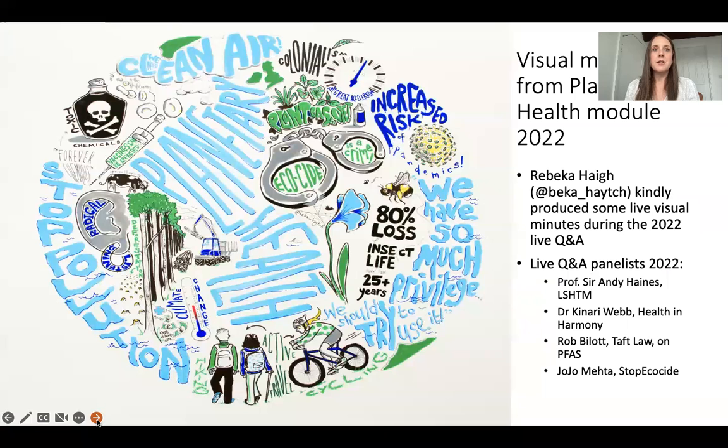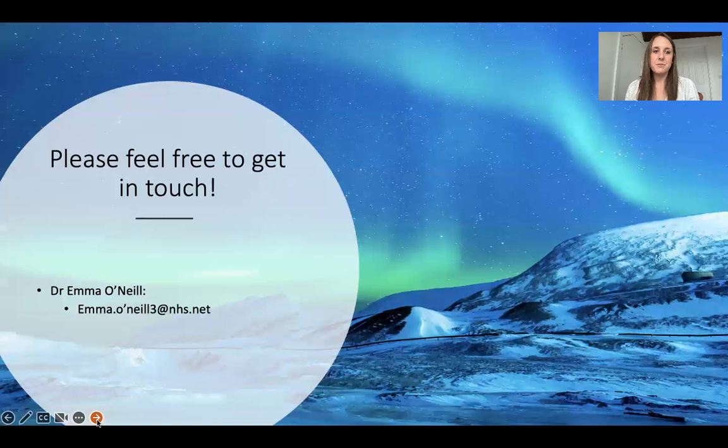So this teaching has run for its 2nd time in 2022, and whilst the results discussed relate to the 2021 teaching, I thought it would be nice to finish with these visual minutes taken in the live Q&A this year, and you can see the panelists listed here. It really helps to highlight the breadth and scope of knowledge that we need to convey to our students.